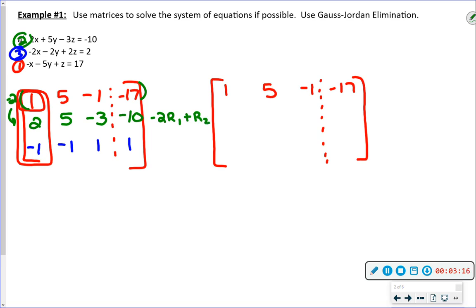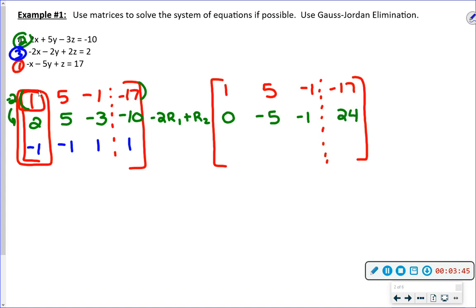Okay, let's do the math. -2 times 1, -2, plus 2. That's what we were after. -2 times 5, -10, -10 plus 5. -2 times -1, 2. 2 plus -3. -2 times -17 is 34. 34 minus 10.